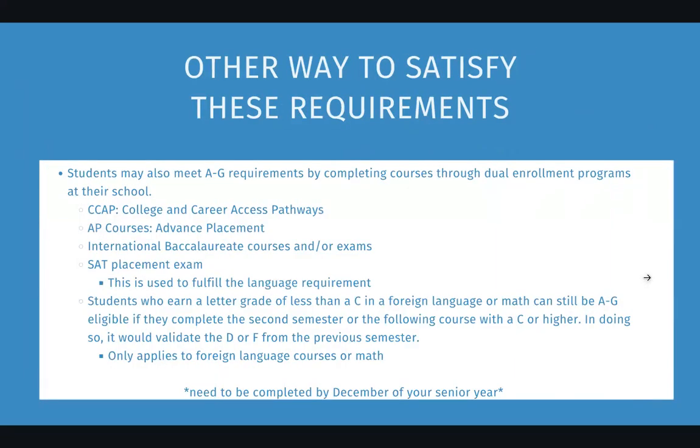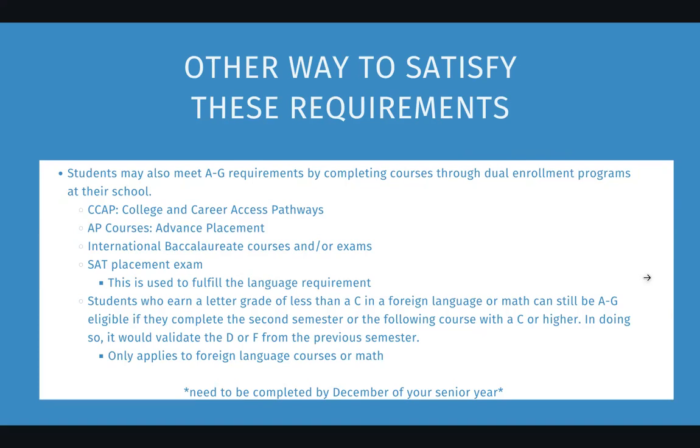As Jessica had mentioned earlier, there are some loopholes or different ways of meeting the A through G requirements. So I will briefly go over some of the ways that students can still satisfy the A through G requirements. Students may also meet A through G requirements by completing courses through the dual enrollment programs at their school. Dual enrollment programs are like CCAP, which stands for College and Career Access Pathways. This program usually allows students to take college courses while being enrolled in high school, and then being enrolled at the community college that's local to their high school.